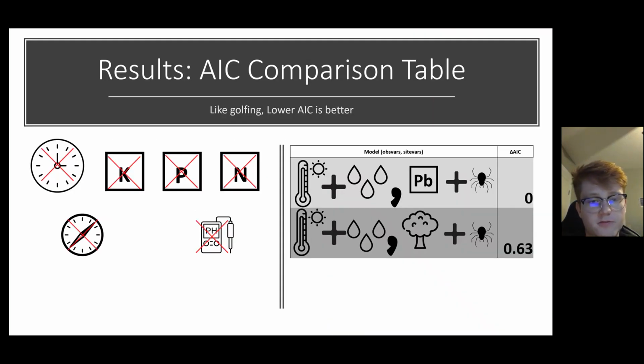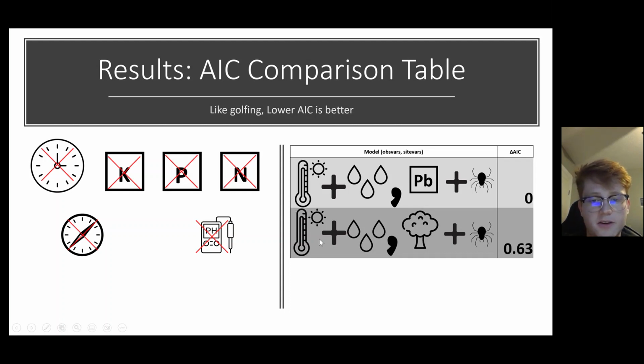So these are my results from occupancy modeling. As you can see on the right, these are the variables that ultimately showed a real impact on salamander abundance. Our first model was composed of temperature and precipitation, and for the site-level variables, it was lead and arthropods. That was our lowest AIC value, which is a way of gauging how good a model is. And it's like golf, a lower AIC is better.